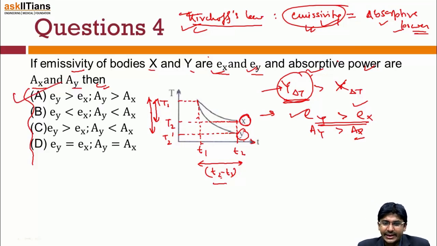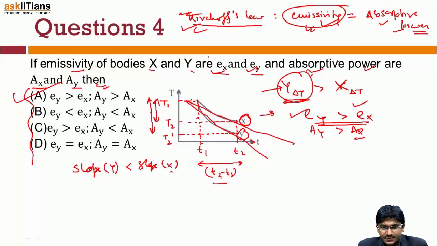Now see, you can easily calculate this by seeing it at the slope also. The slope for Y is this at any point, and the slope for X is this, right? Now if you see the slope of Y is less than the slope of X. Sorry, the slope of Y is greater than the slope of X. If you look at here, slope of Y, it is greater than the slope of X.